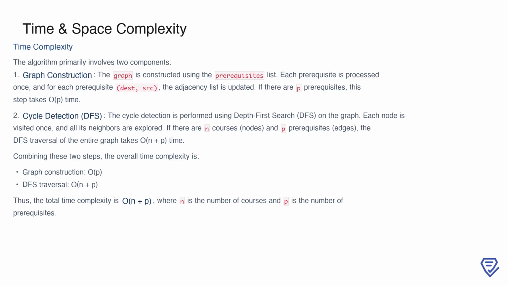By combining these two parts, the overall time complexity of the algorithm becomes O(n + p), as the graph construction contributes O(p), and the DFS traversal contributes O(n + p). This result reflects the efficiency of the algorithm in handling course scheduling problems.